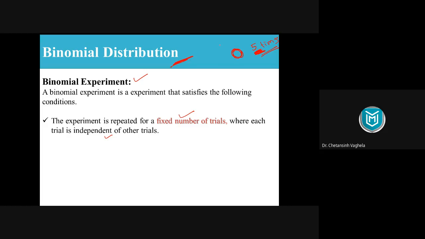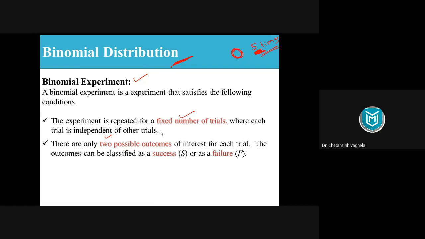पहली बार टॉस किया, हेड आया, ठीक है, मैंने फिर से कॉइन उठा लिया, दूसरी बार टॉस किया तो हेड भी आ सकता है, टेल भी आ सकता है. फर्स्ट जो एक्सपेरिमेंट था उसका कोई इफेक्ट सेकंड के ऊपर नहीं रहेगा. We know that. So this is the first condition: the experiment is repeated for a fixed number of trials and each trial must be independent from the other.